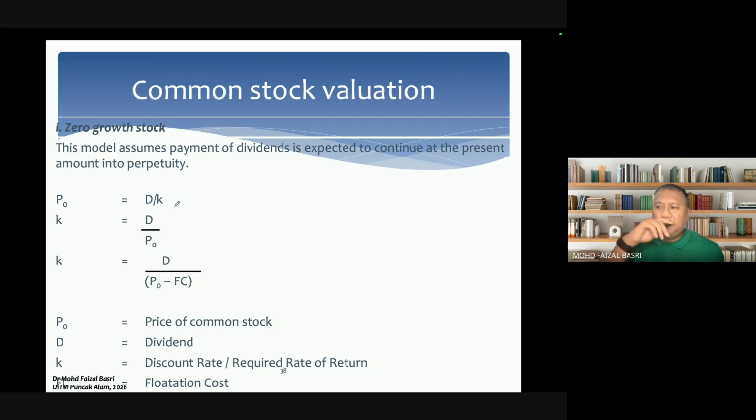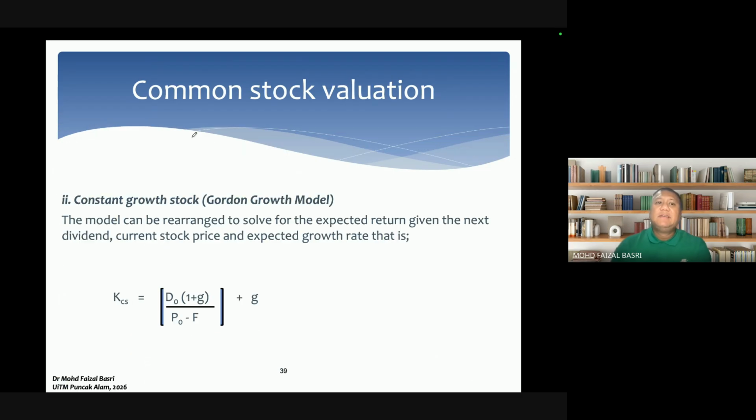So there are a few ways how to value the common stocks. So kita tak guna the zero growth stocks ni. Okay, we just ignore the usage of zero growth. We focus on the constant growth model. So kita akan gunakan model yang ini yang lebih dominant digunakan. We have the Gordon growth model ataupun the constant growth model.